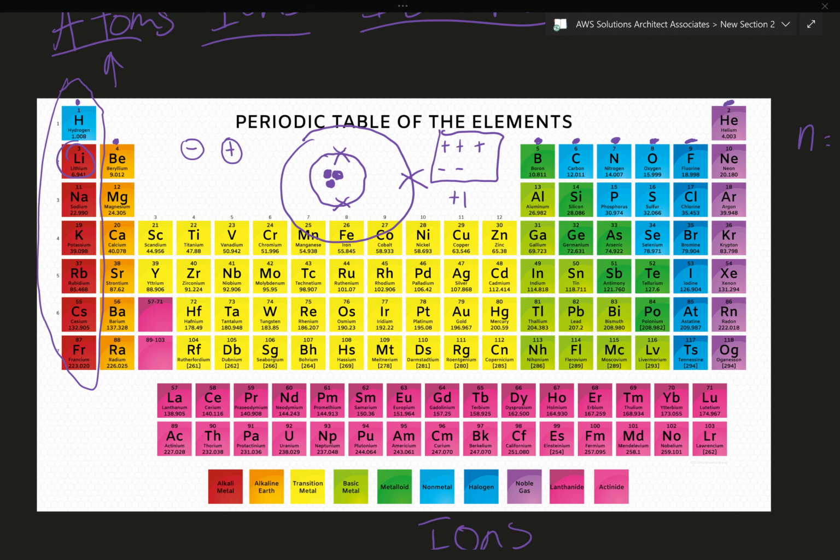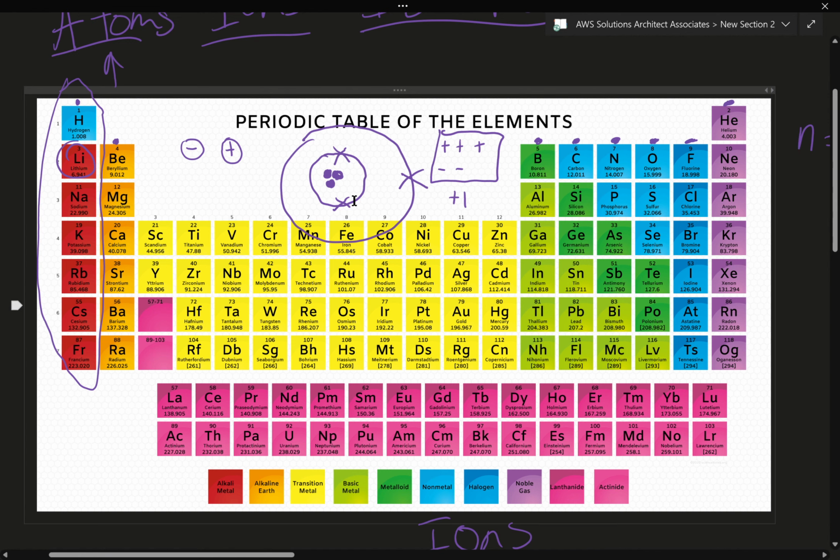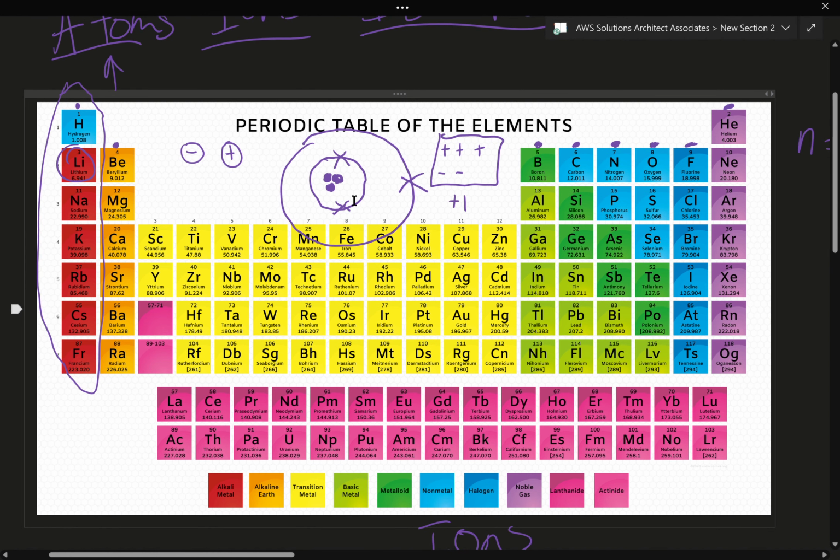And when it loses an electron, you can see that it becomes +1, because there are more protons than there are electrons. And that is where the positive-negative saga comes in, where you say that when it's losing, it's positive, when it's gaining, it's negative.